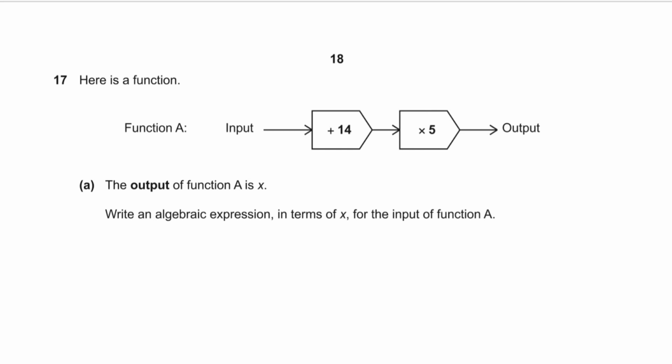Question 17 here is a function. So we've got function A, input add 14 times 5, we get an output. The output of function A is x. We have to write an algebraic expression in terms of x for the input of A. Well, what do we do? We take our input, we then add 14 to this. After that, we multiply by 5, and then we get an output of x.